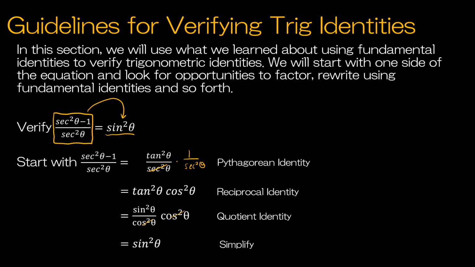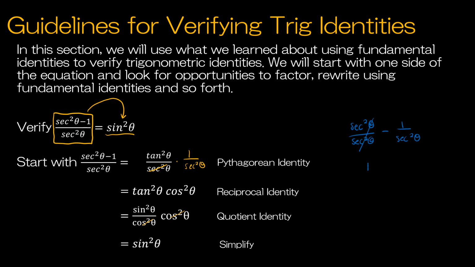Now, is that the best way to do it? No, it's not. But is it an okay way to do it? Yes, it is. So let me show you another way, just for fun. If I start with secant squared theta minus 1, I can write that as secant squared theta divided by secant squared theta, and then minus 1 divided by secant squared theta.